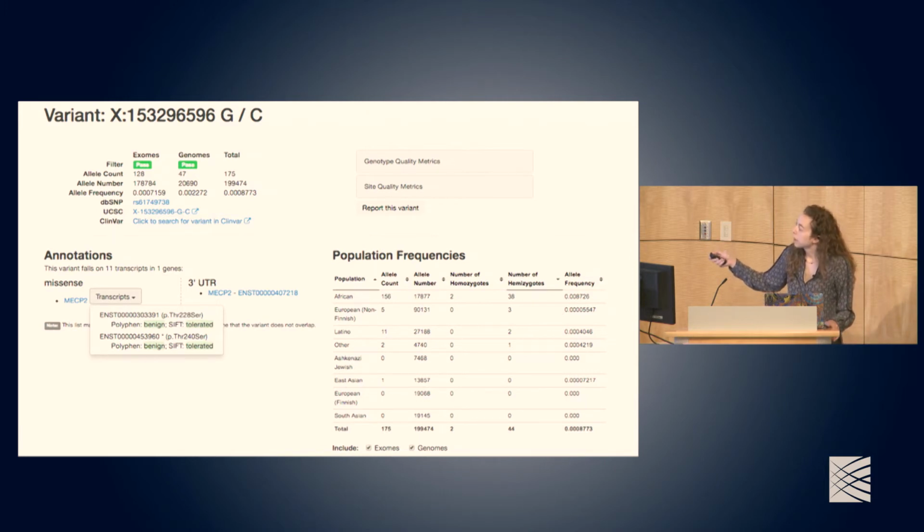There's some metrics at the top. I don't use those that much. You can click on the transcripts here, and you can see where the variant falls in various transcripts. So you can see it's a missense variant in both, but the numbering changes depending on which exons are included in the transcript. And then we use PolyPhen and SIFT there if you wanted to see some in silico analysis.